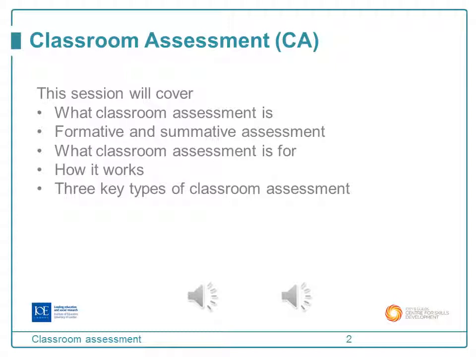The session covers 5 main areas of classroom assessment: what classroom assessment is, what is meant by formative and summative assessment and the difference between them, what classroom assessment is for, how classroom assessment works, and 3 key types of classroom assessment.